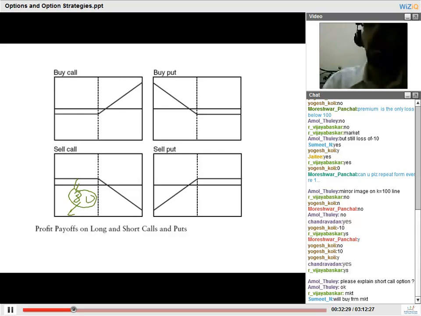So for all instances where the spot price is less than the strike price, the seller of the call option will enjoy the upfront premium, because the buyer is not doing anything, so he doesn't have to do anything.